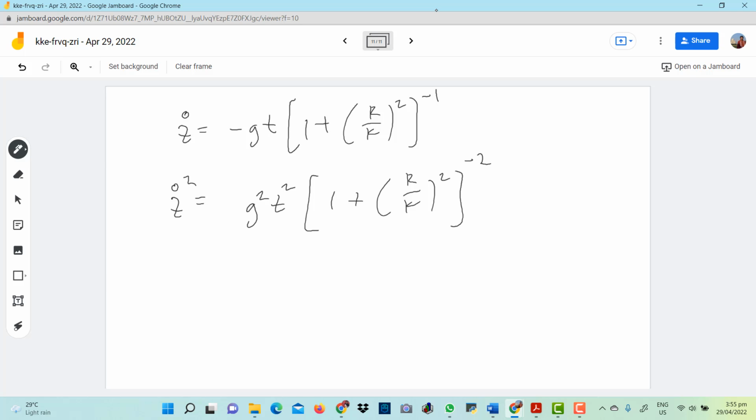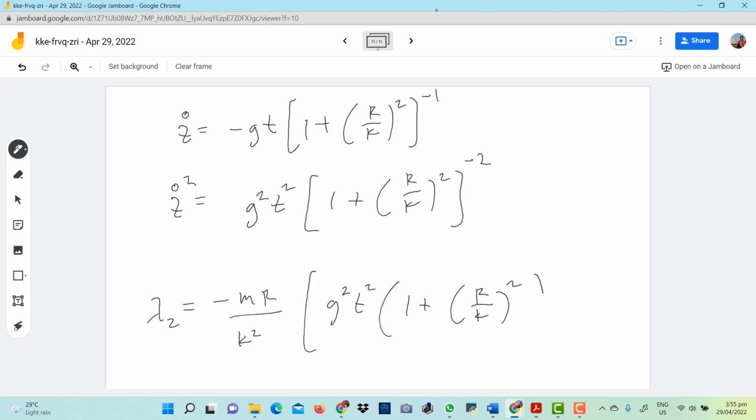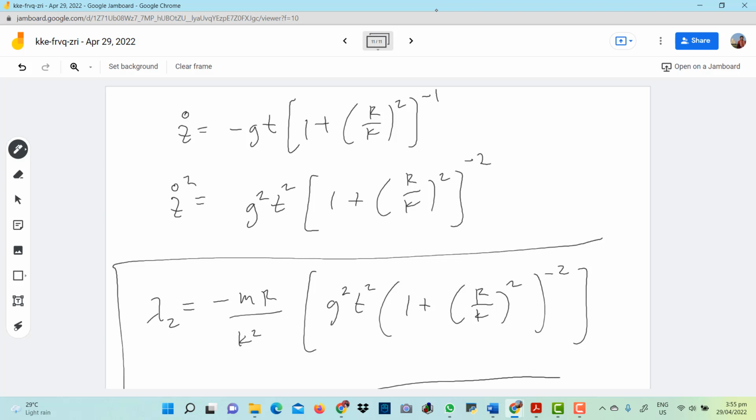So that your lambda 2 is just equal to minus mr over k squared times g squared t squared times 1 plus r over k squared raised to the power of negative 2. So this will be my lambda 2. Okay? So, we now have lambda 1 and lambda 2 there. That was your assignment, solving for lambda 1 and lambda 2.